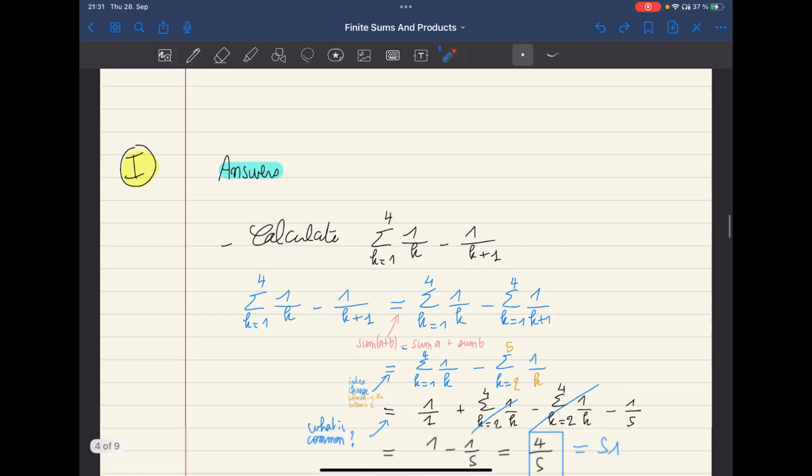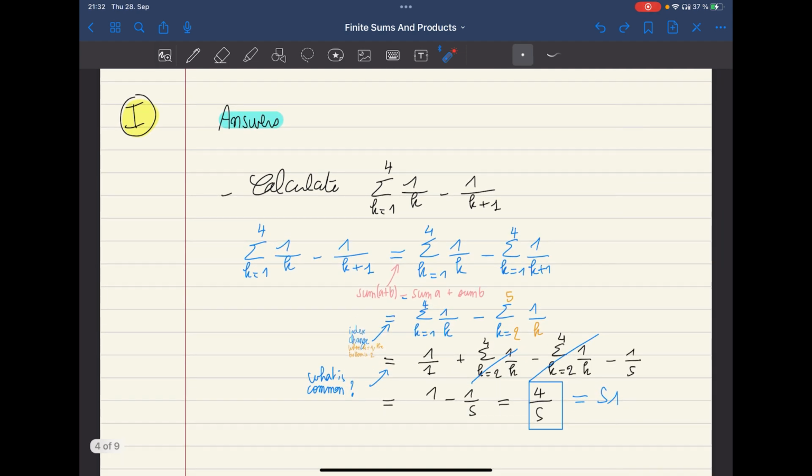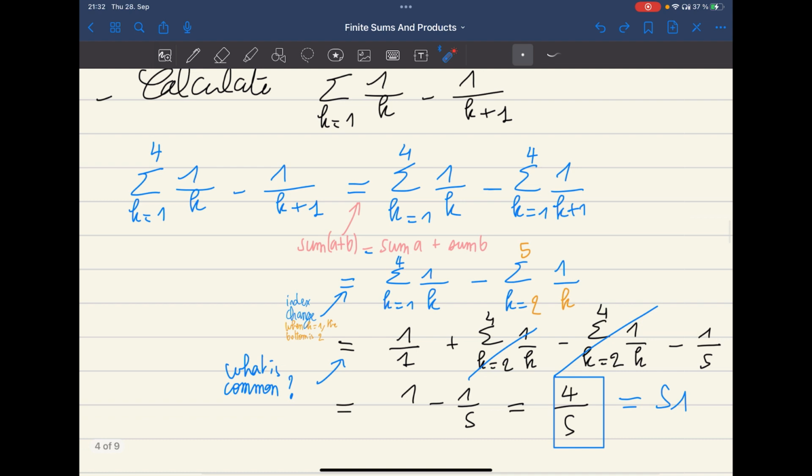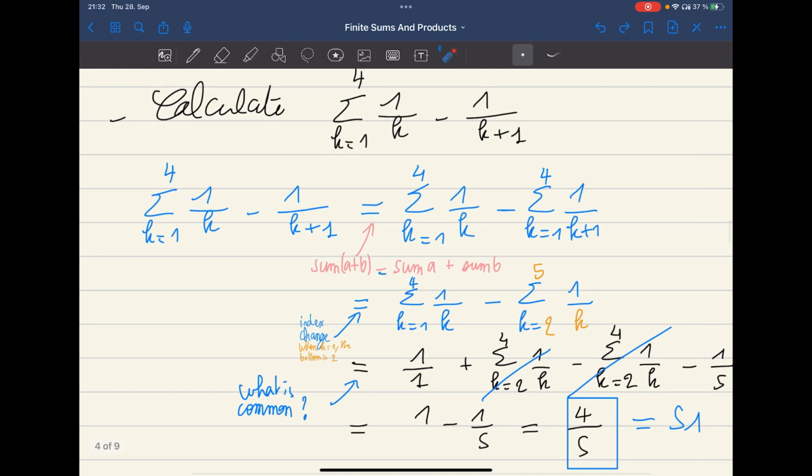Okay, let's correct it. This is a telescopic sum, which is important to recognize. First, the sum of a plus b is the sum of a plus the sum of b. Since this is a constant, you can put it before the sum. After that, I see there is a k plus 1, so I'm going to do an index change. At the start, when k equals 1, here I have 2, so I start at 2, and I add 1 here.